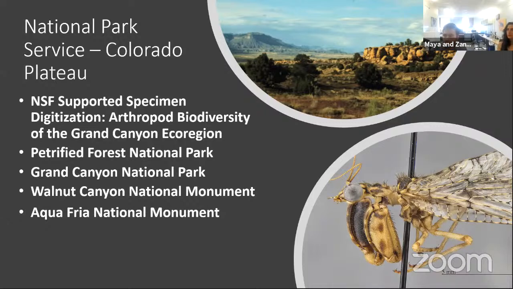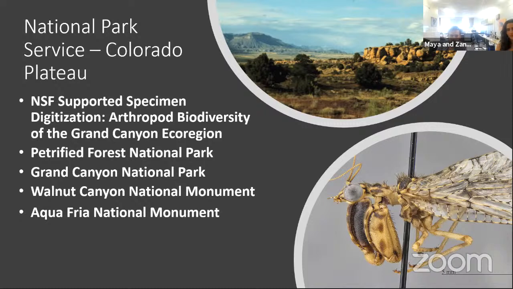We've been very fortunate to have good collaboration with the Grand Canyon, namely the National Park Service in general. We've acquired permits to work in the Grand Canyon, but also Petrified Forest National Park and Walnut Canyon, which is a few miles southeast of Flagstaff here. Many of you have probably been to Walnut Canyon. We've also been working in Agua Fria National Monument. These are areas that we believe are pretty much biodiversity hotspots.